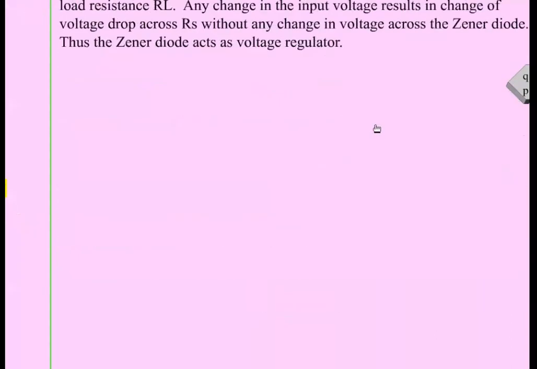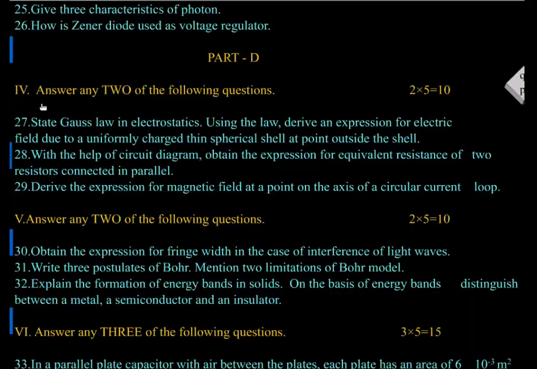So then part D, answer any 2 of the following questions. These are 5 mark questions. 2 into 5, it is 10. There are 3 questions. Out of these 3, only 2 have to be answered. These 3 questions are selected from part 1 of the physics. Let us see this 27th question. State Gauss law in electrostatics. Using the law, derive an expression for electric field due to uniformly charged thin spherical shell at a point outside the shell.